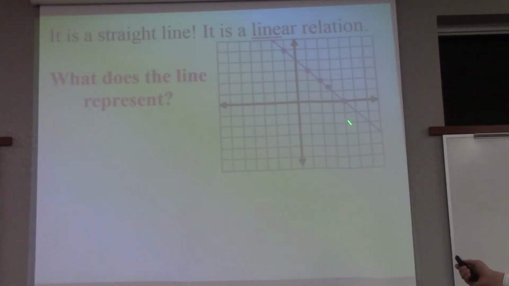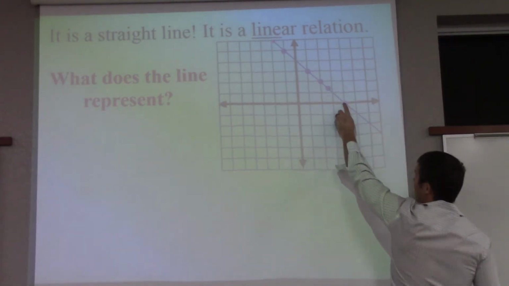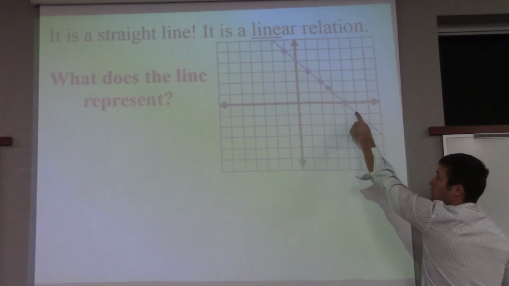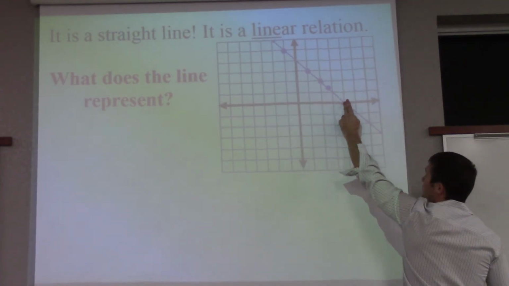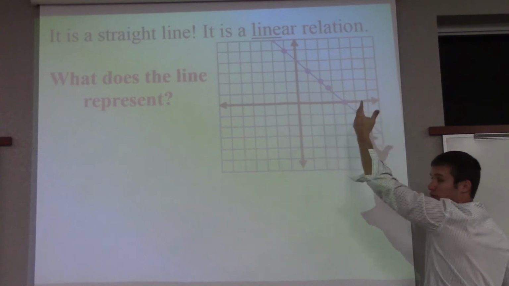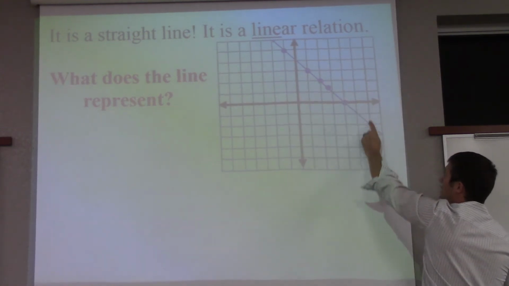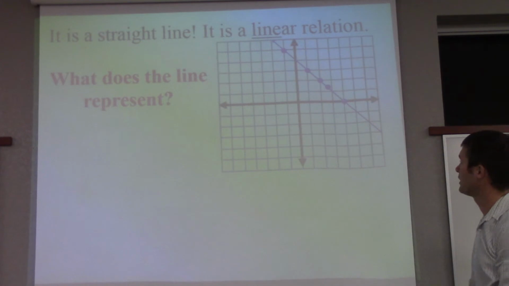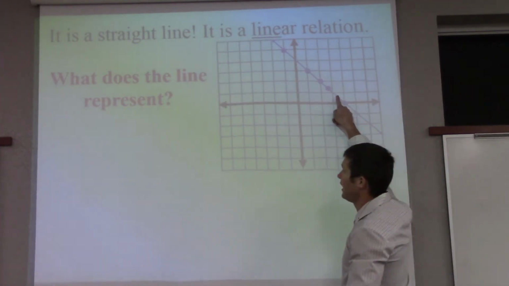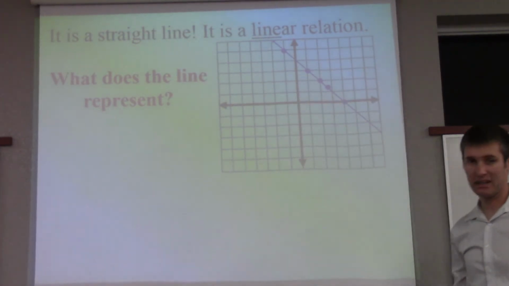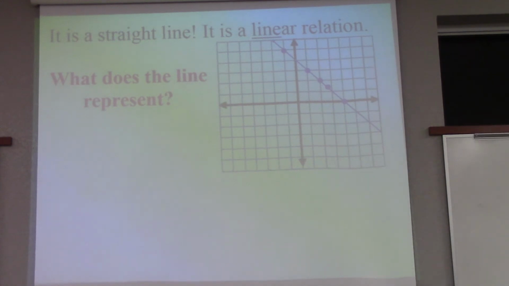So what does this line represent? That line represents every value that would work. If I stopped here, that's a point on the line, so that one would work. I could count 1, 2, 3, 4, 5, and negative 1. So 5, negative 1 would work. I could go over here, 6 and negative 2 would work. Any point anywhere on this line would work. Any x and y value would work as long as it's on the line. So the line represents all the solutions, all the answers.